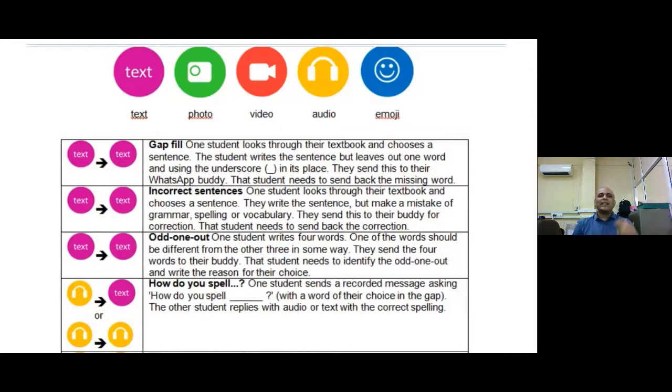Incorrect sentence: one student looks through their textbook and chooses a sentence. They write the sentence but make a mistake of grammar, spelling, or vocabulary. They send this to their buddy for correction. The student needs to send back the correction. Odd one out. Now, these are all simple-looking but participative ways of integrating social networking tools in our day-to-day learning. And I'm sure that students would be happy to participate in this.